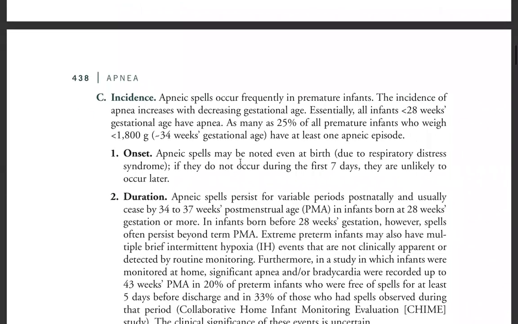Sometimes in premature infants, if the RDS is not managed properly, the baby is persistently hypoxic, and there will be atelectasis. Apneic episodes can occur even at birth. And if they don't occur in the first 7 days, they are unlikely to occur later.